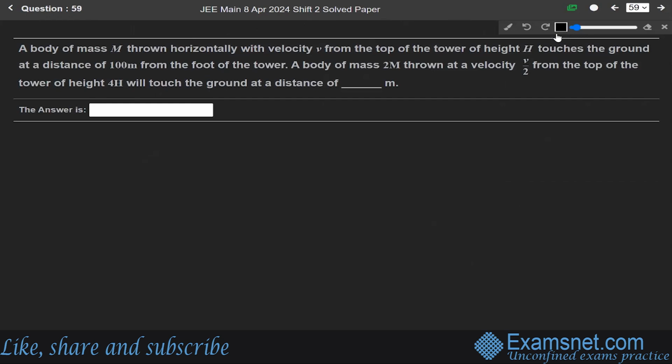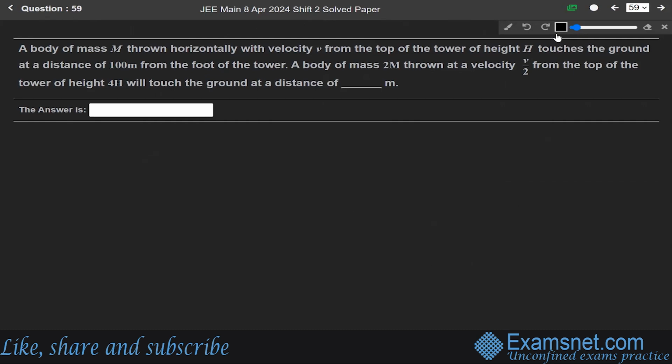Now next question 59. A body of mass m thrown horizontally with velocity v from the top of a tower of height h touches the ground at a distance of 100 meter from the foot of the tower. A body of mass 2m thrown at a velocity of v/2 from the top of a tower of height 4h will touch the ground at a distance of.